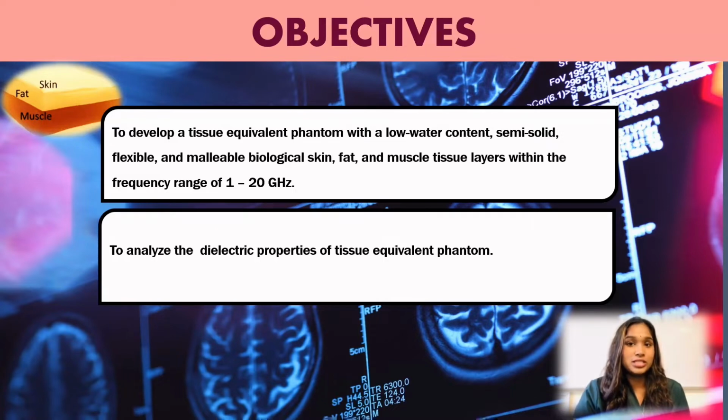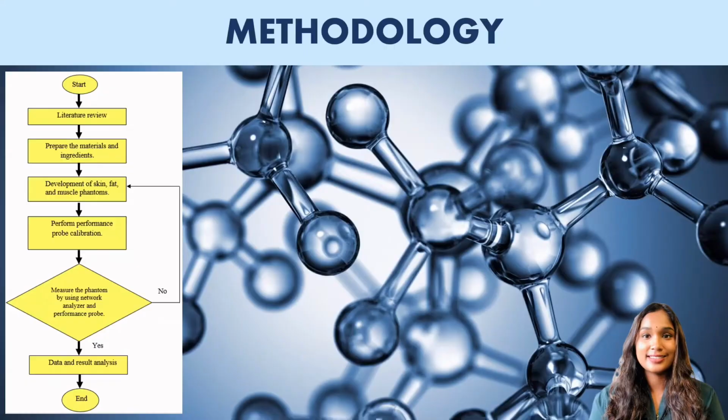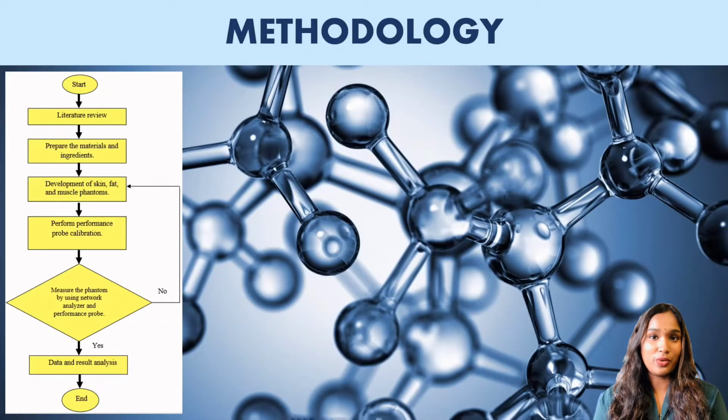The second objective is to analyze the dielectric properties of the tissue equivalent phantom, which are the relative permittivity, conductivity, and loss tangent respectively. Moving on to the methodology, it starts with the literature review, which comprises extensive reading of recent journals and research papers and analyzing the best method and materials used to develop tissue equivalent phantoms.